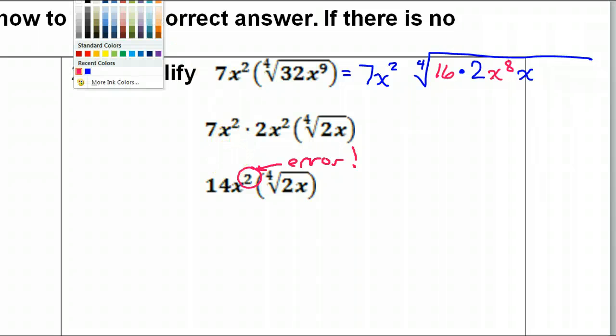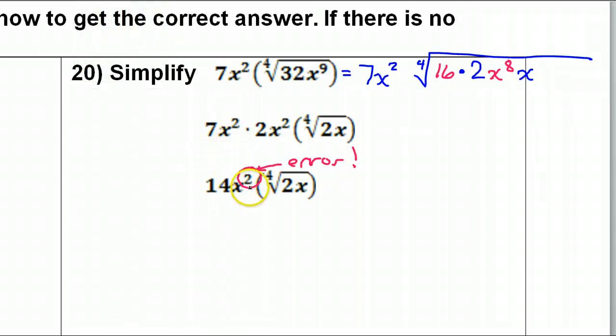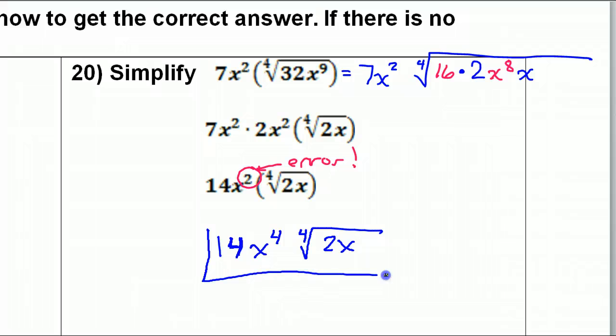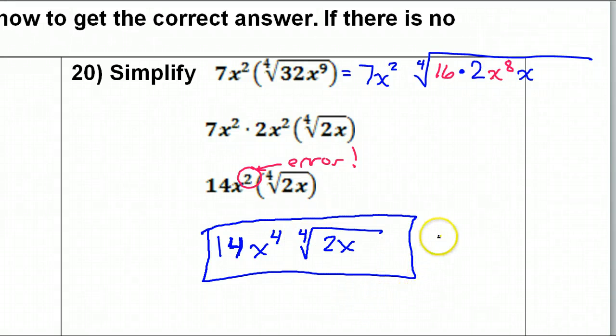That should have been the fourth power. So 14x to the fourth power times the fourth root of 2x. All right, that's it for number 20. What else you got?